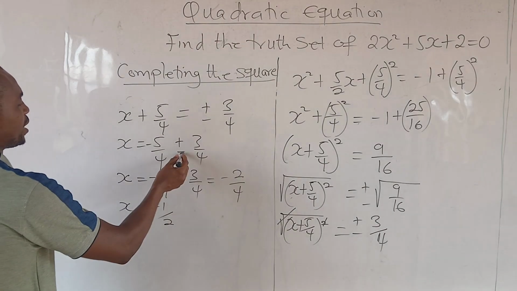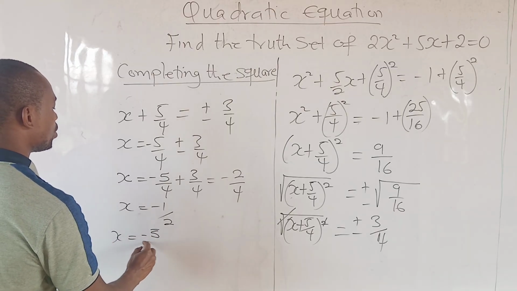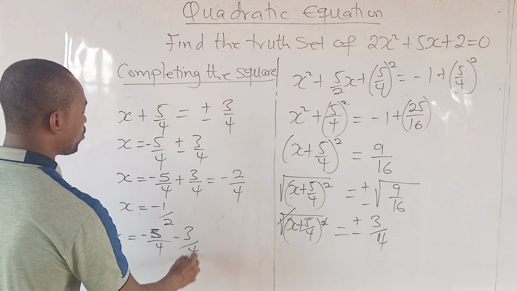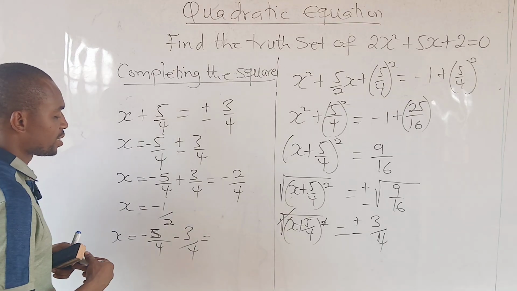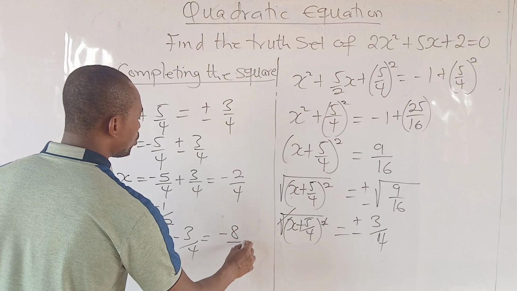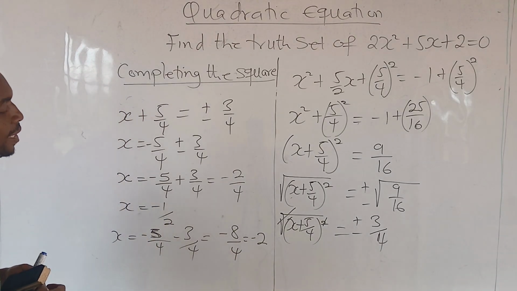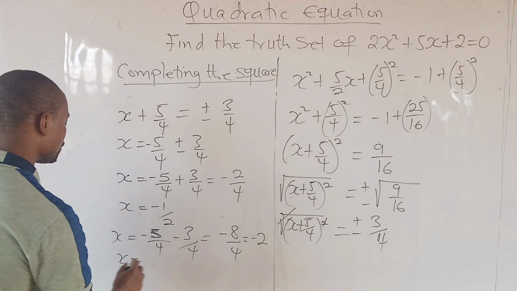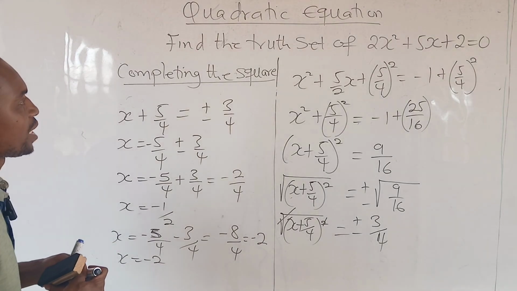So you take the next one, the negative sign. X to be equal to negative 5 on 4 minus 3 on 4. So you add the numerators, that will give us negative 8 on 4, which will be negative 2. 4 goes into itself 1, goes into 8, 2. So x is equal to negative 2.